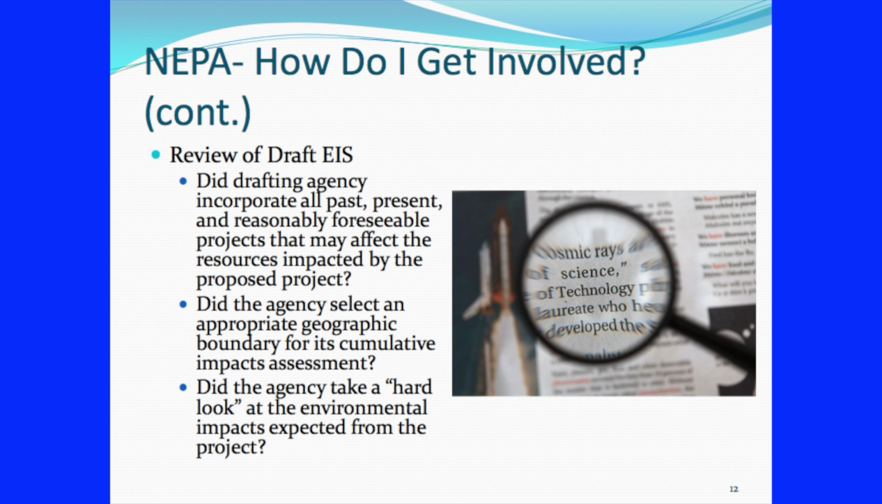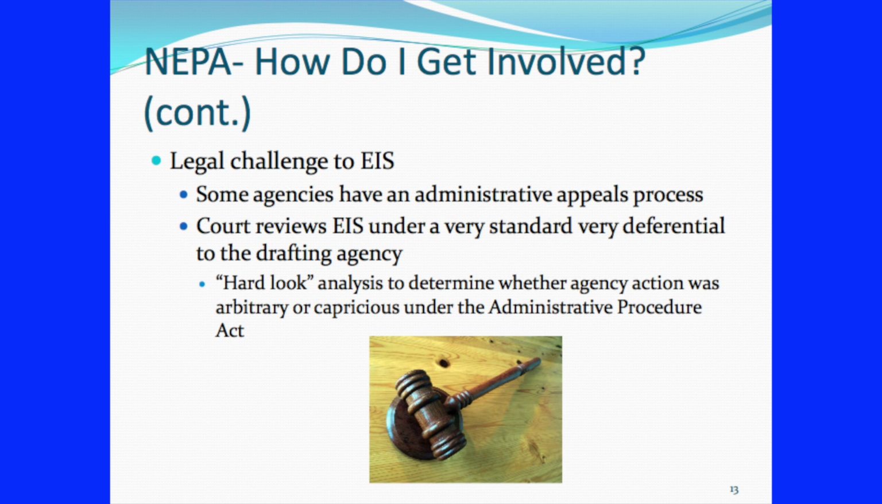Finally, you get past that, the agency still doesn't care, finalizes the EIS, goes through, puts out its record of decision. You decide, still not good enough, I want to legally challenge this EIS. So, first thing to keep in mind, some agencies have an administrative appeal process. So before you go to court, you have to, in many cases, exhaust the administrative appeals process for that agency. Again, this is agency by agency, just something to think about.